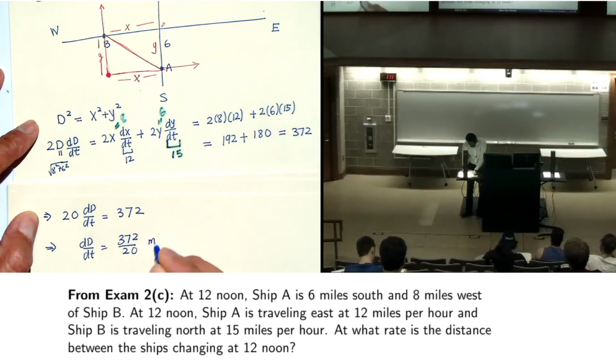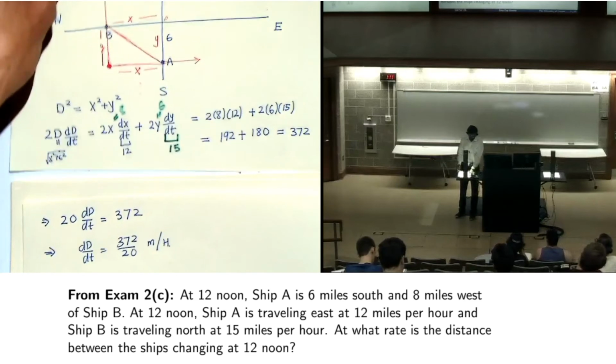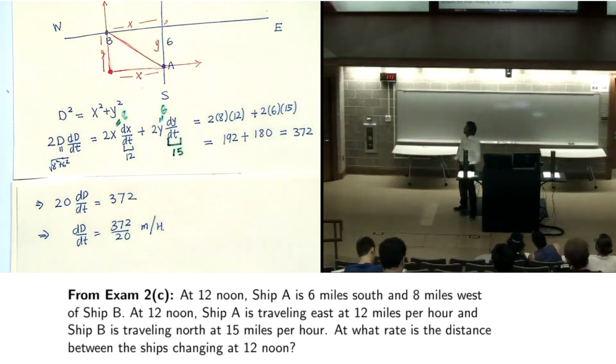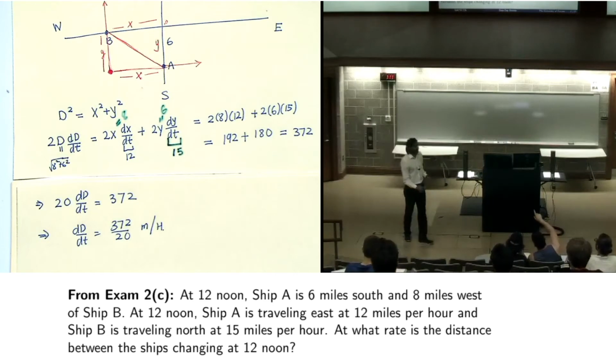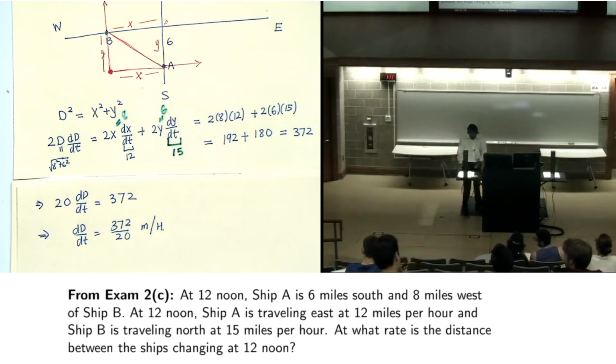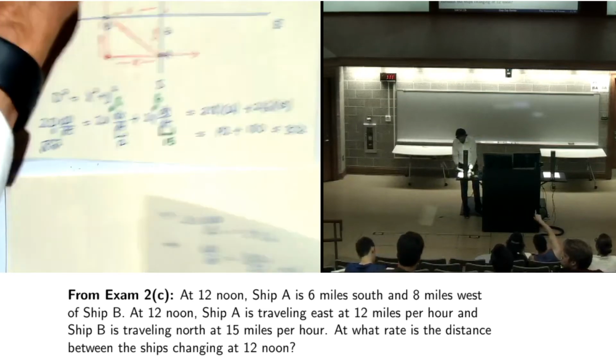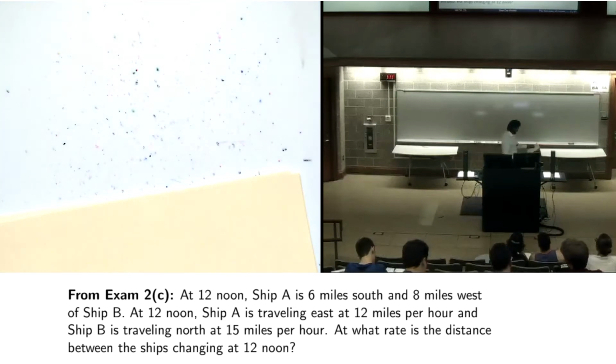What is the miles per hour? Yeah, this is the answer. The distance is changing with respect to time. 372 divided by 20, you can simplify it to a number, but I don't think we really need it. Okay, so any question here? Because this was all about ships and sailing.